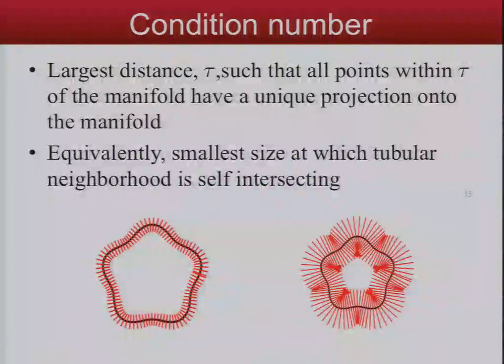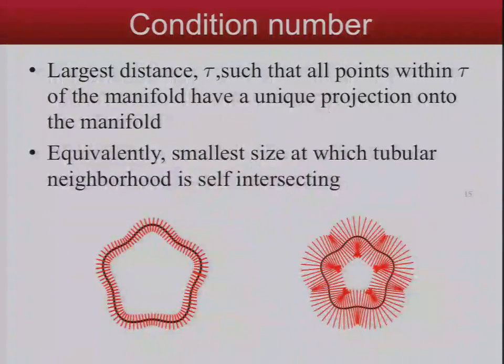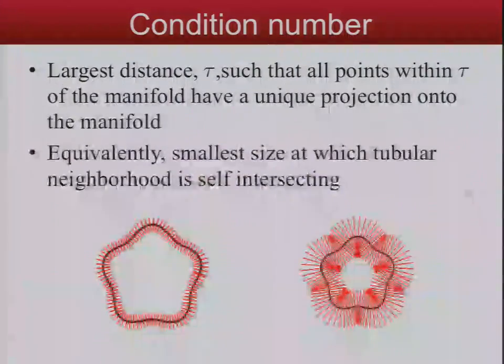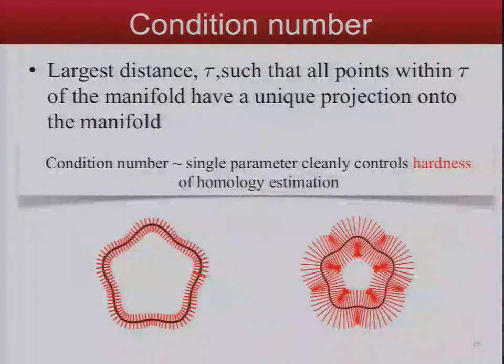So let me just define the condition number formally. It's the largest distance tau such that every point within the condition number from the manifold has a unique projection back onto the manifold. So if you think of a circle, every point in space except the center of the circle has a unique projection to the circle. And so its condition number is exactly its radius. And another way to understand this condition number is to imagine growing a tubular region around the manifold, and you stop when it hits itself. So that's what the figure is meant to illustrate. And this is a very important parameter. It's a single parameter that cleanly controls the hardness of this problem.